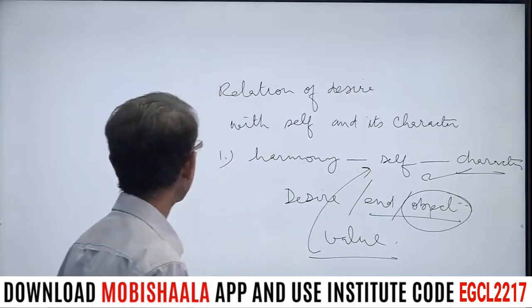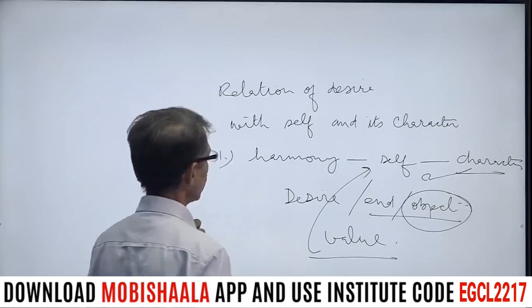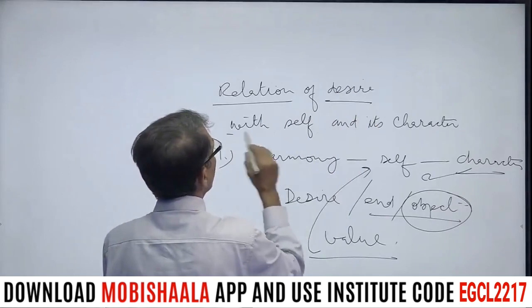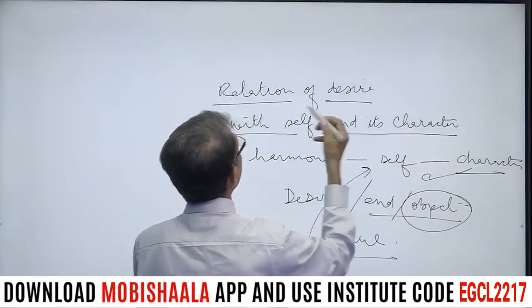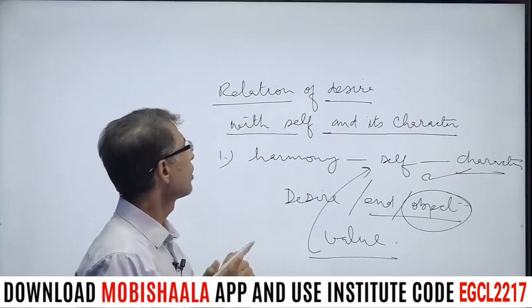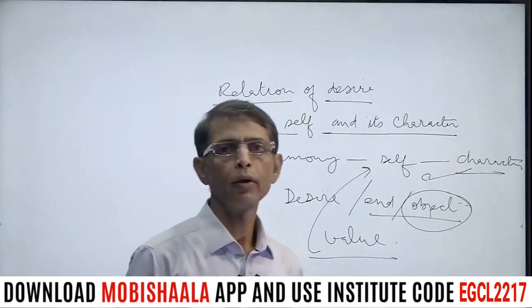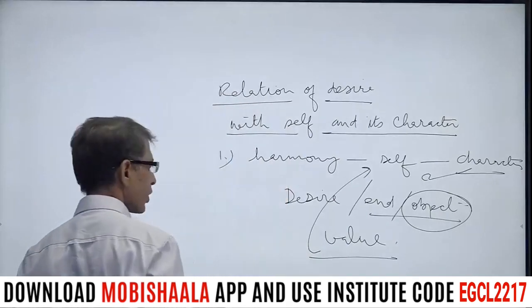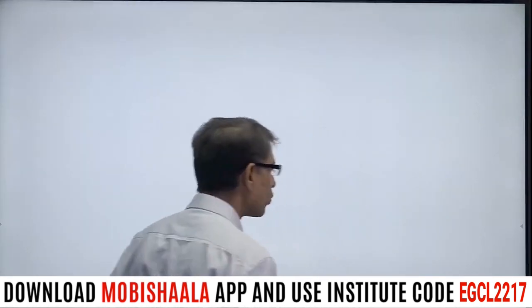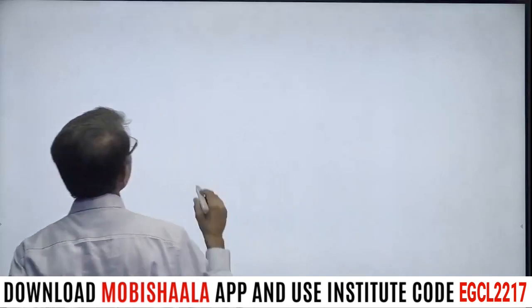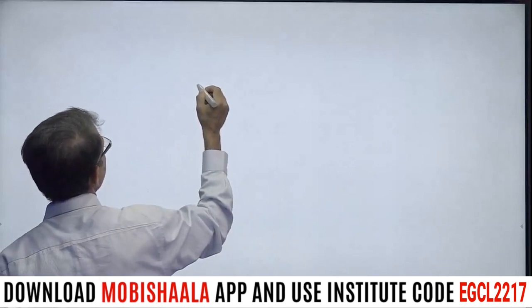So this is the relation of desire, and either way you can write this relation of the self with desire. But it's okay. So now this is the next thing we have discussed, and after that we have to discuss the inverse of desire. But before going to discuss the inverse of desire, let me discuss want, appetite and desire.